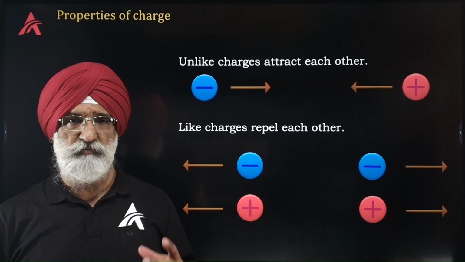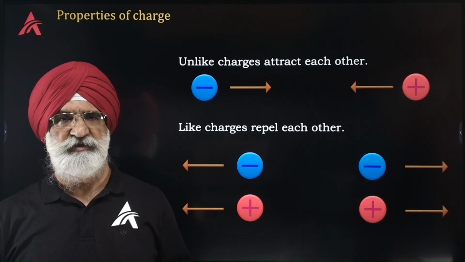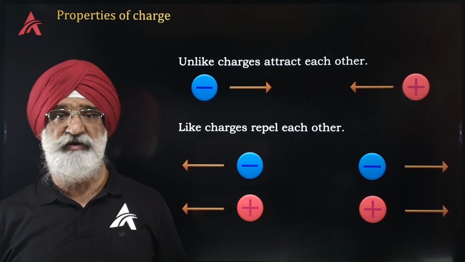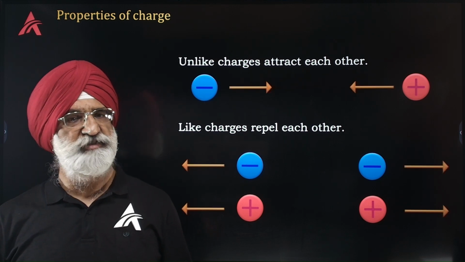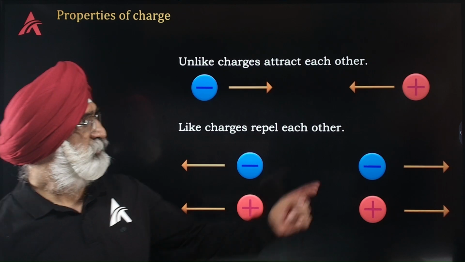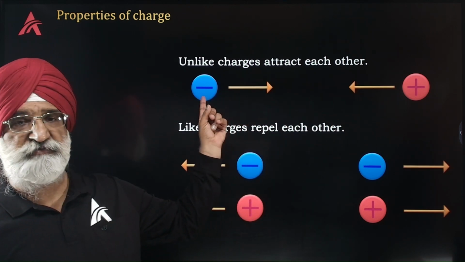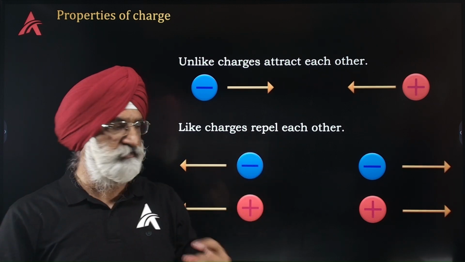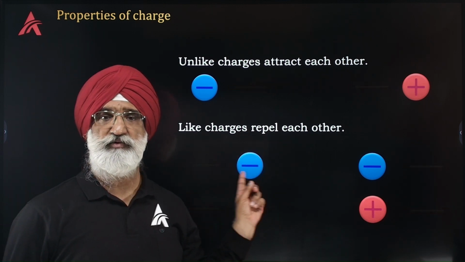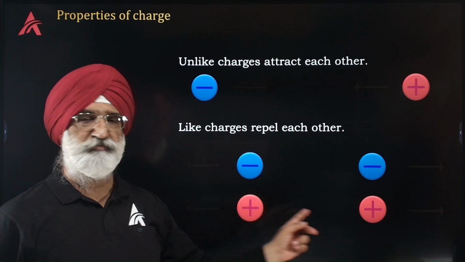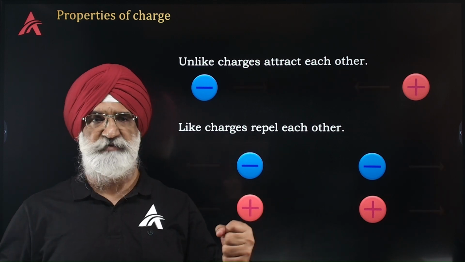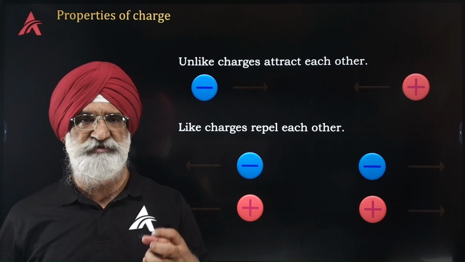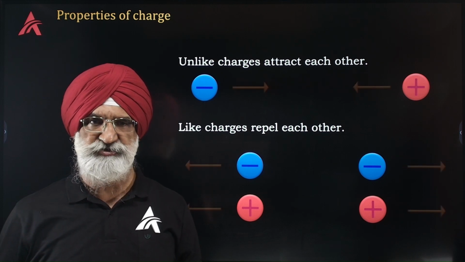Now, there is one more property of charges, that like charges will repel each other and unlike charges will attract each other. A positive and a negative charge, these are unlike charges, they will always attract each other. And like charges, two negative charges or two positive charges, will always repel each other. This is one of the basic properties of electrical charges.